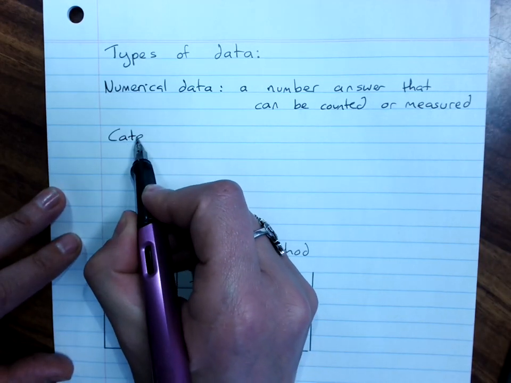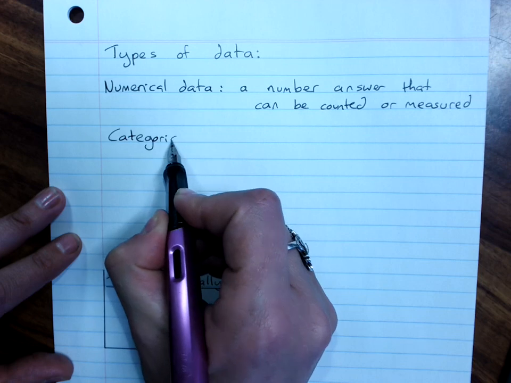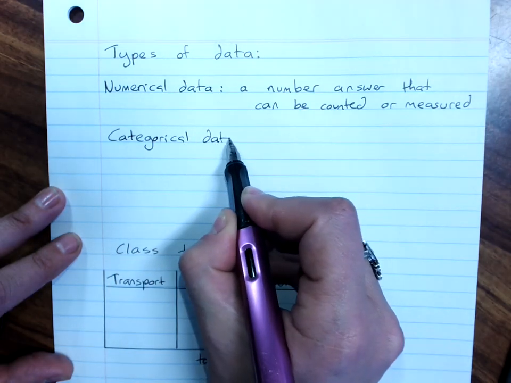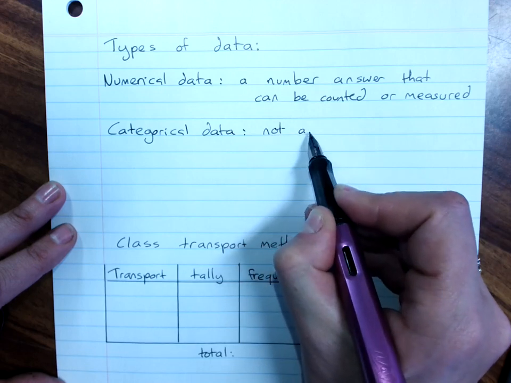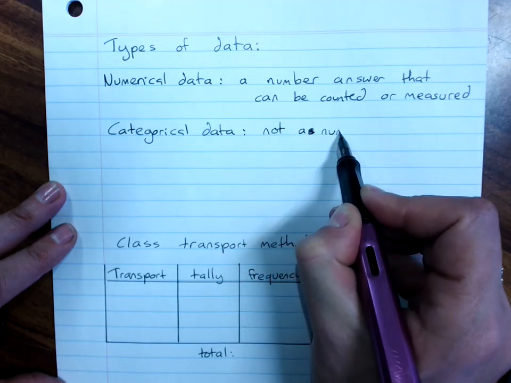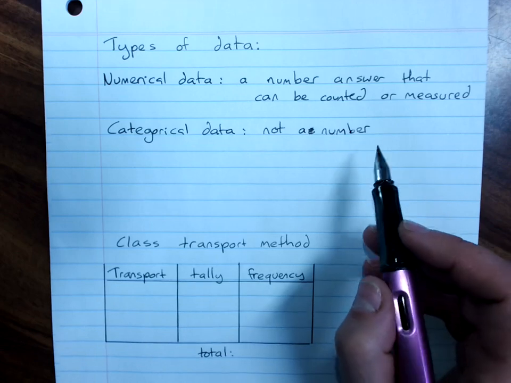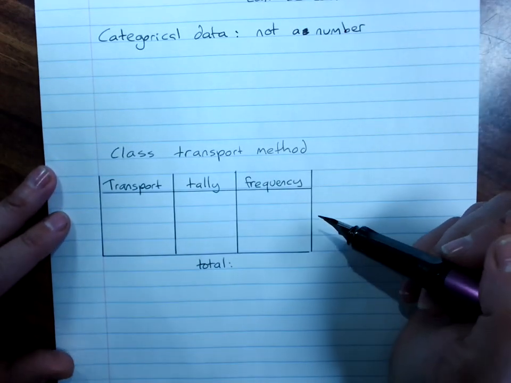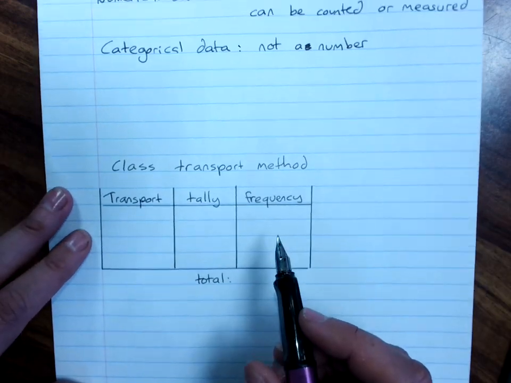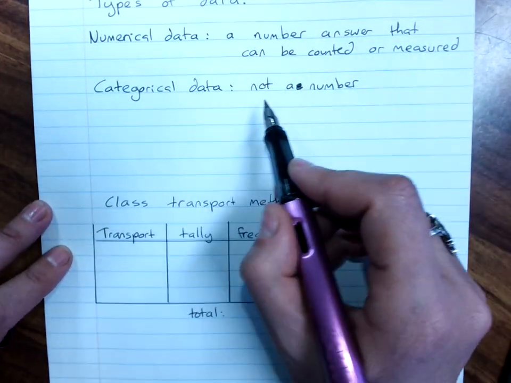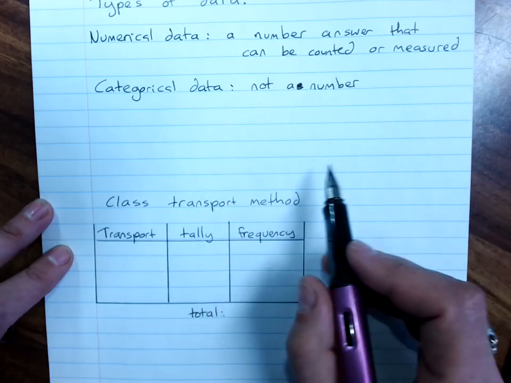We can also have categorical data. And it's not a number. So when I ask, for example, how did you get to school this morning? You don't say 1, you say by car. Any answer that's not a number is categorical.